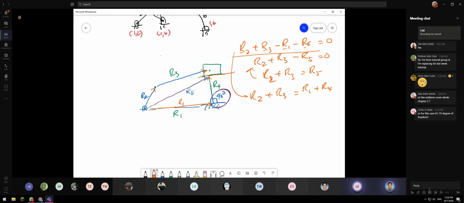Because these two distances are given. R1 is given, R4 is also given. So the angle of R5 from the x-axis, theta 5, we get from the triangle identity. Yes. So that's why every time your position changes, your R5 also changes. Okay, understand.